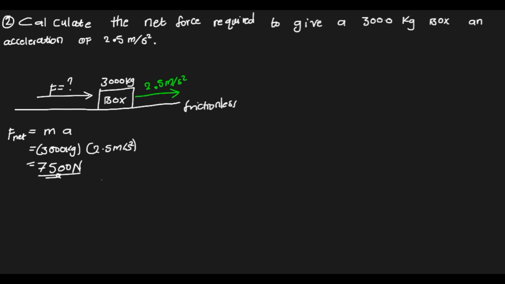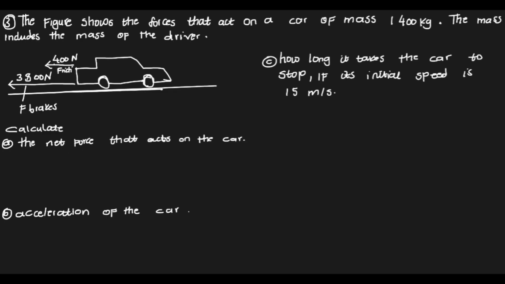Okay, let's see another example. Okay, so now we can have the last example. The figure shows the forces that act on a car of mass 1,400 kg. The mass includes the mass of the driver. Okay, so now we have a car here, and we have two forces. There is a 3,800 newtons force. This force came from the brakes that were applied, and there is also another force of 400.